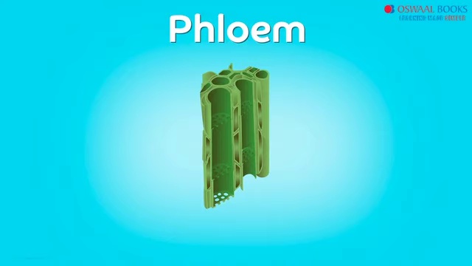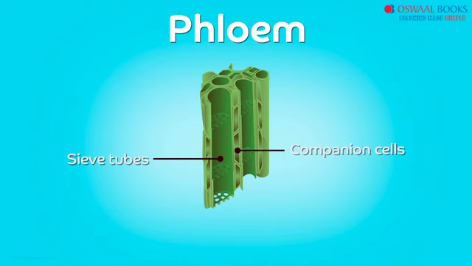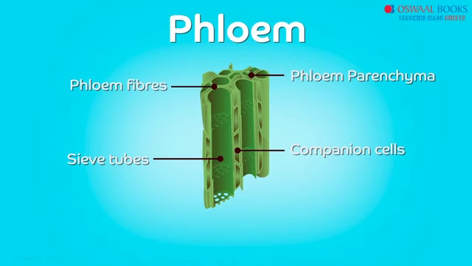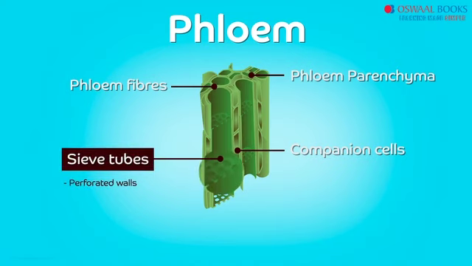Phloem, similar to xylem, is made up of four components: sieve tubes, companion cells, phloem parenchyma, and phloem fibers. Again, we can guess their structures and functions from their names. Sieve tubes, as we can see, have perforated walls. Now, why is perforation in walls needed during transportation? Well, pores help in passing food molecules across in various directions.